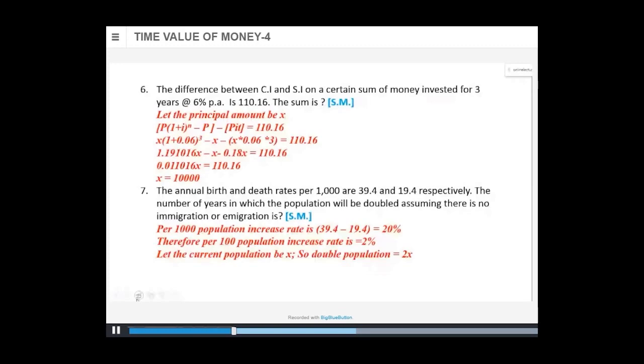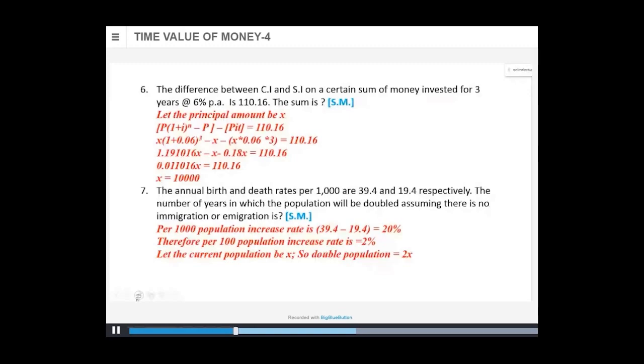The population will keep increasing in this case. I know population can increase, population can also decrease. But in this case it increases by 2%, the increase rate. Suppose the death rate is more. Instead of 19.4, if they give you a death rate of 49.4, then it will decrease. If the death rate were higher this would decrease, but here it is increasing.